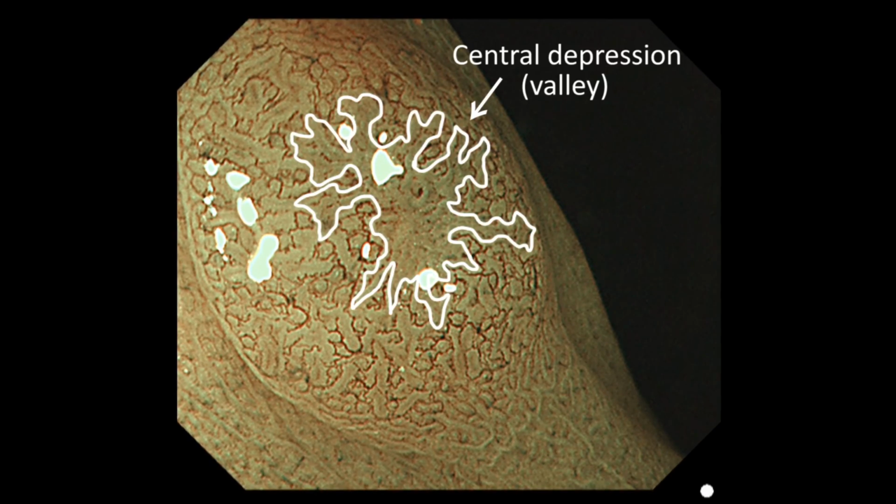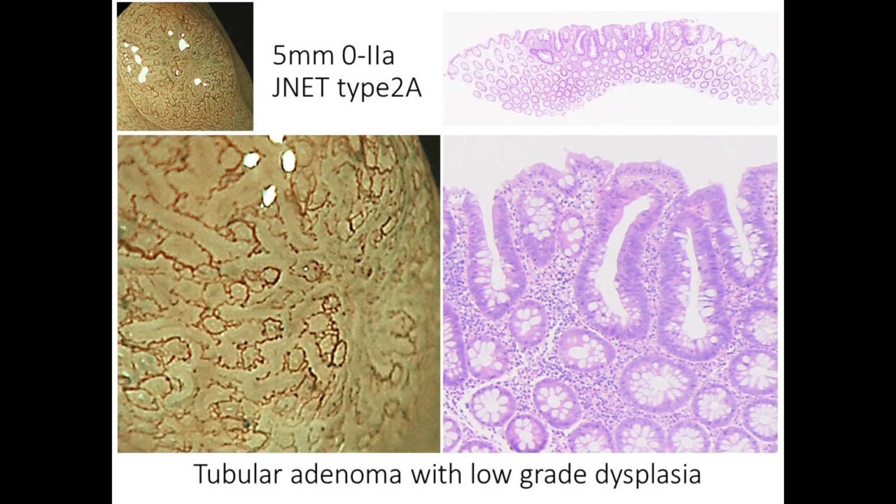We sometimes don't see the vessels clearly at the central depression, but endoscopists should not confuse this finding as JNET type 2B or 3. This polyp was resected by cold snare polypectomy. The histological finding was tubular adenoma with low-grade dysplasia.